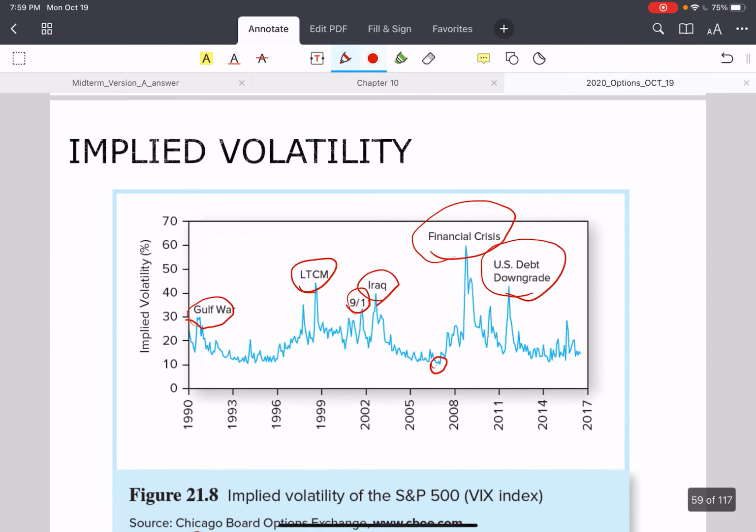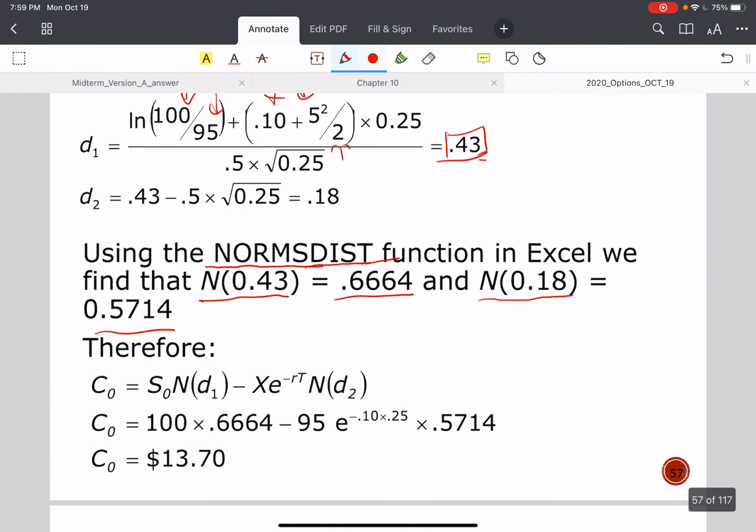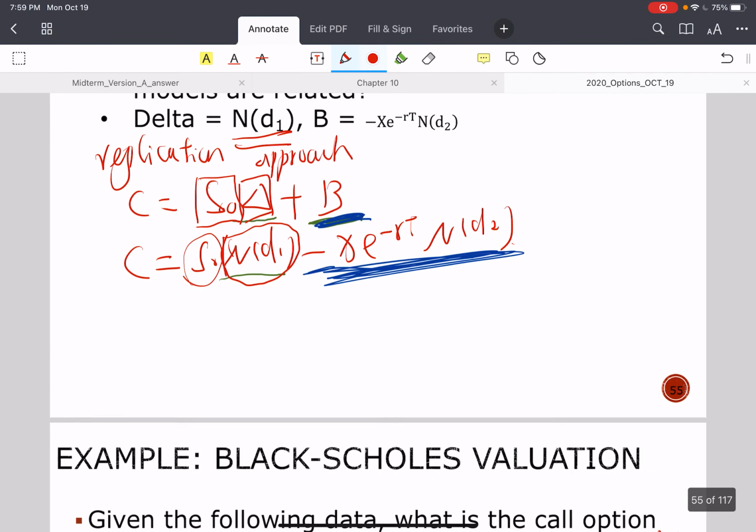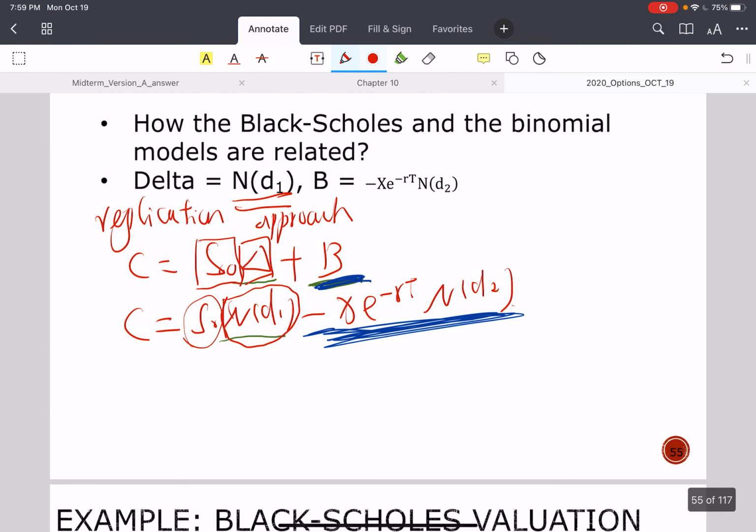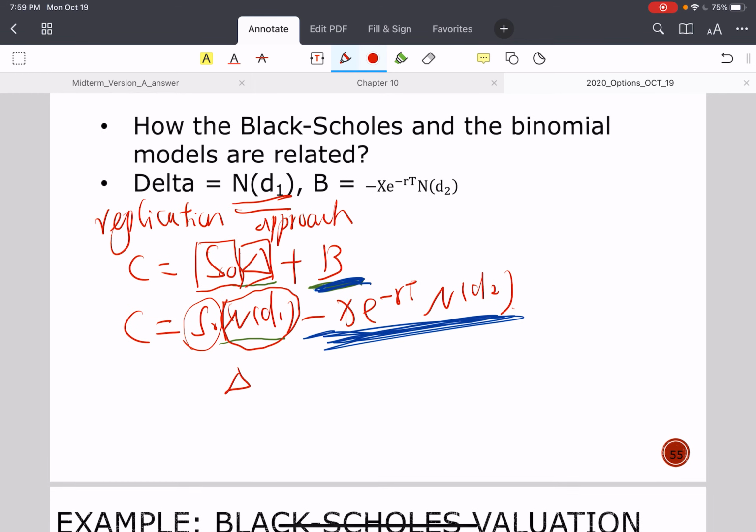And for a call option, you can see that the delta is always positive, because for a call option, delta equals N(d1), and N(d1) is a probability. We know that probability is always larger than 0, so delta is a positive number.